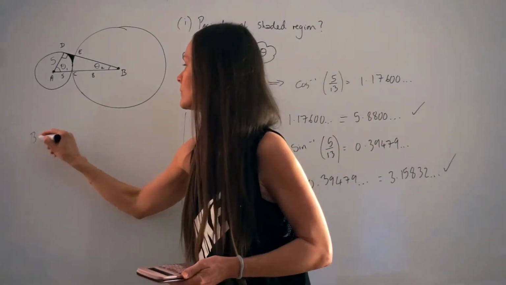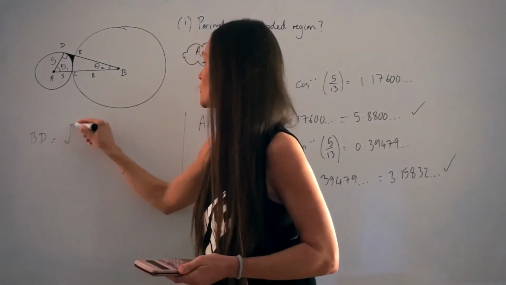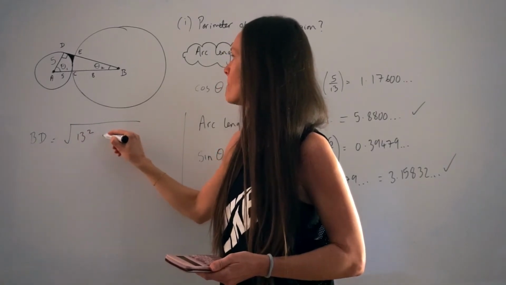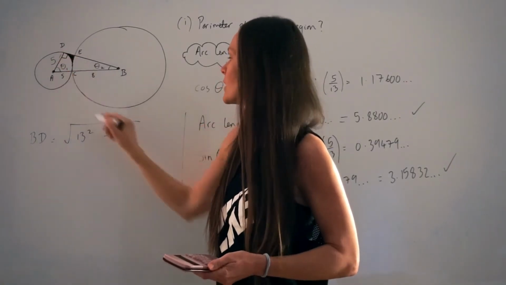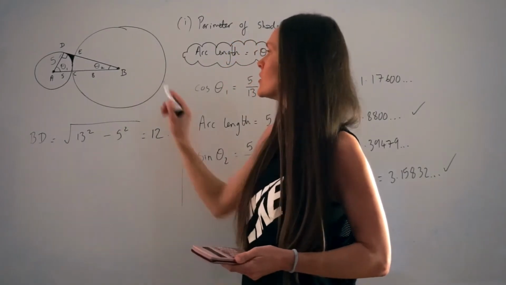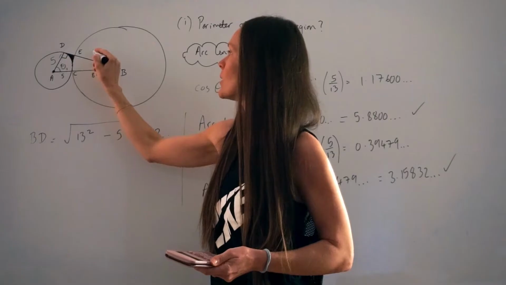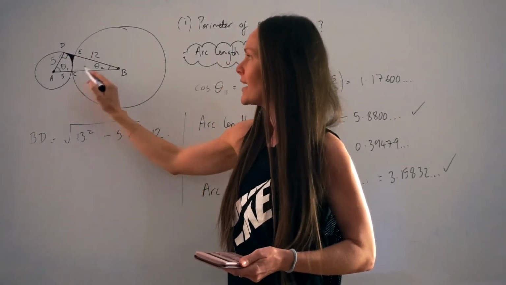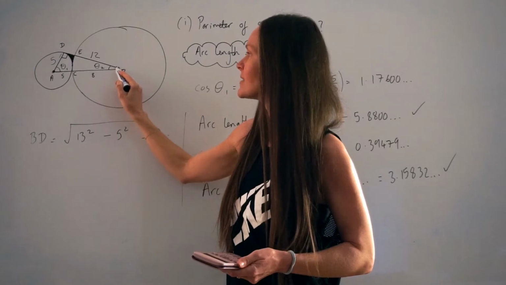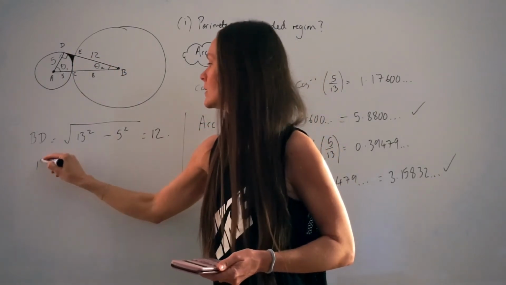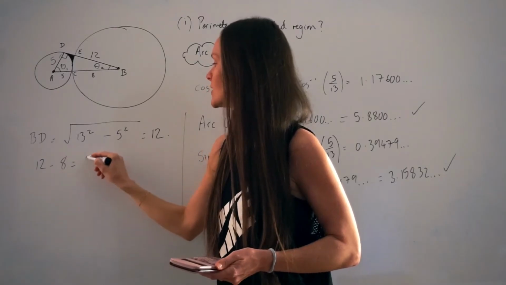So using Pythagoras' theorem to work out the length BD, one of the shorter sides in the right angled triangle, I have to square root the hypotenuse squared, so 13 squared, minus the shorter side here, 5 squared, and when I do that, I get 12 centimeters. So this entire length here is 12. We know that the radius of the larger circle is 8. So if I minus 8 from 12, it will leave me with DE, which is 4 centimeters.